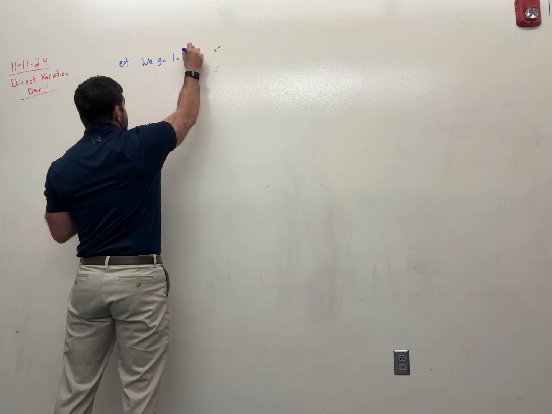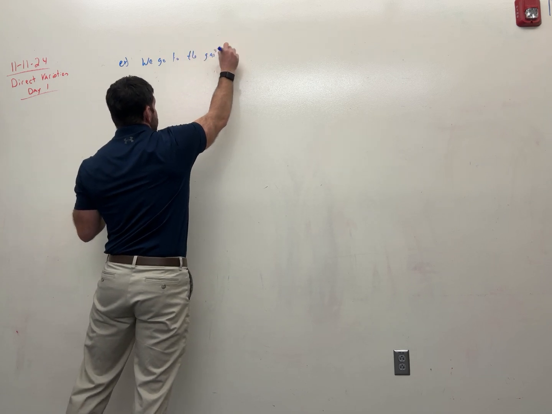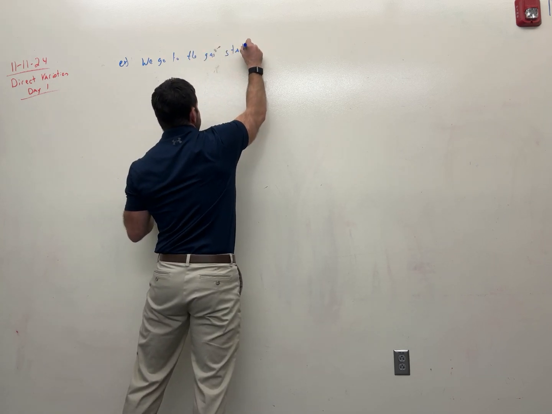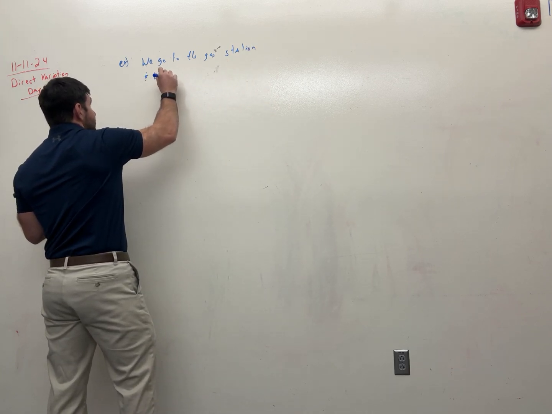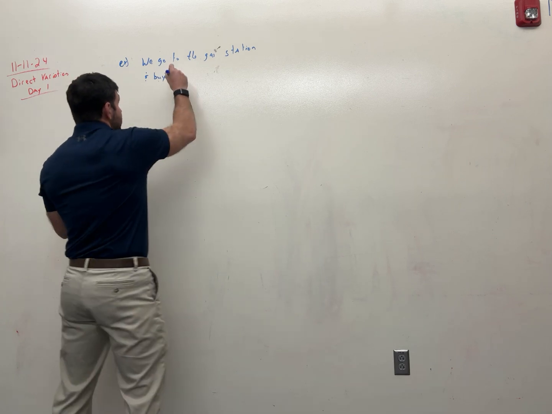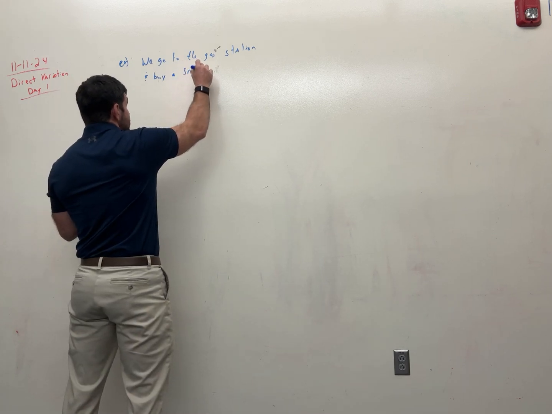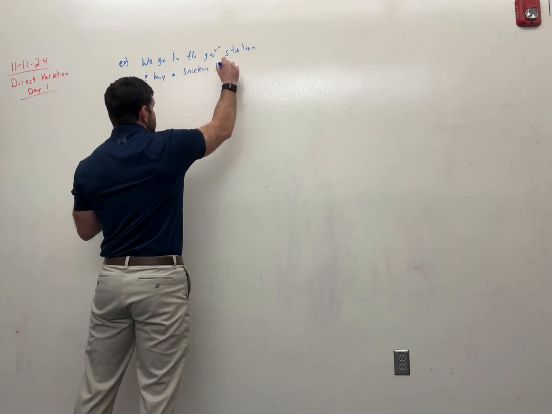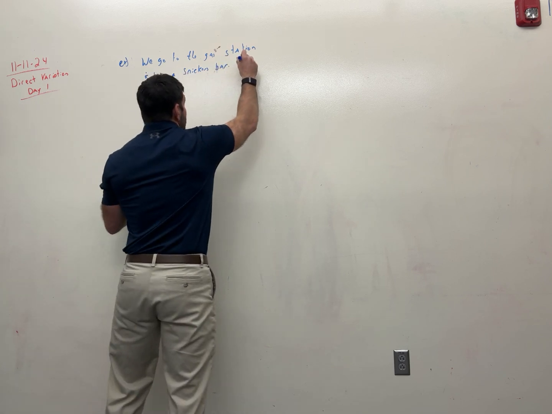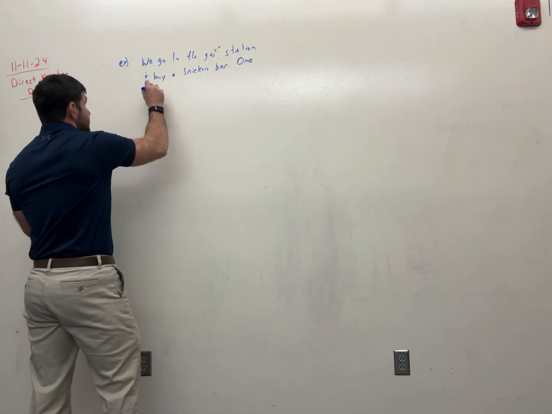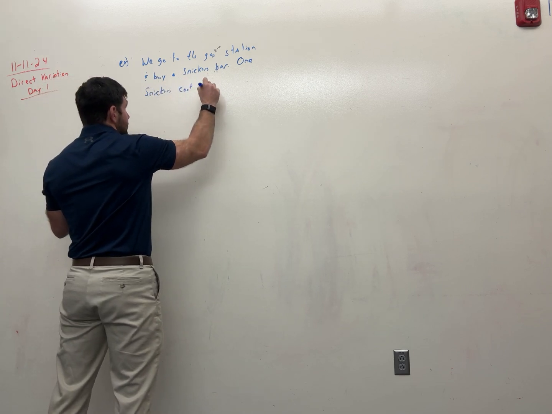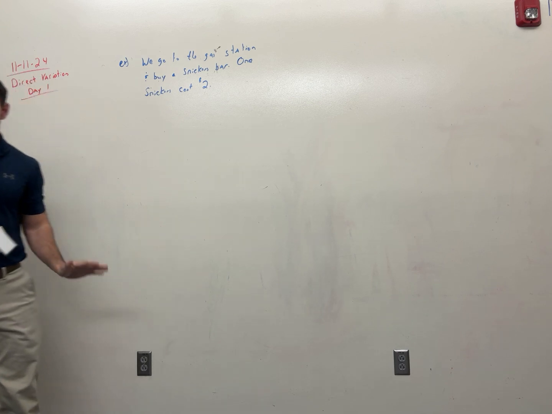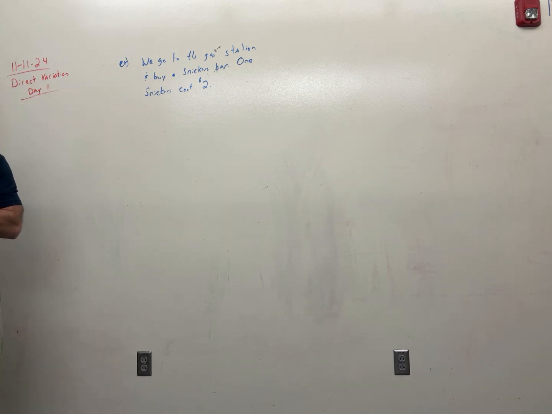We go to the gas station and buy my favorite candy bar, which is Snickers. Buy a Snickers bar. One Snickers costs $2. Okay? Yeah? That sounds about reasonable, right? Yeah, okay.